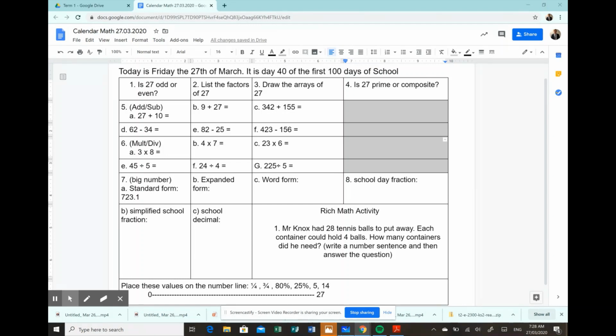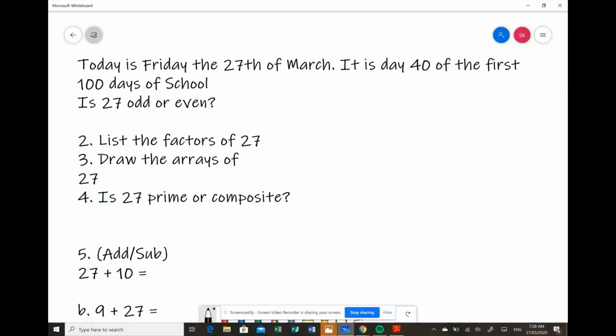Right, now you've done that, we're going to mark calendar math. Today is Friday the 27th of March. It is day 40 of the first 100 days of school. Is 27 odd or even? The answer is it is odd. List the factors of 27.